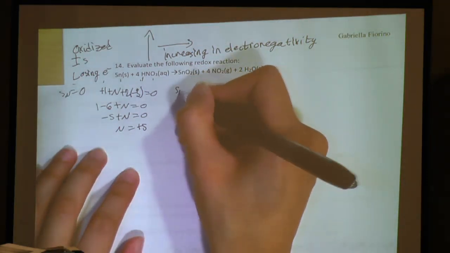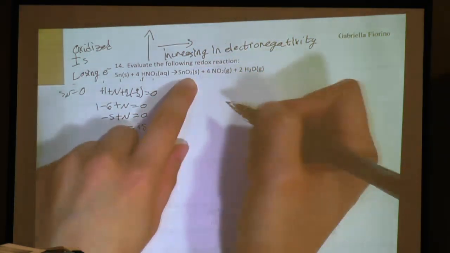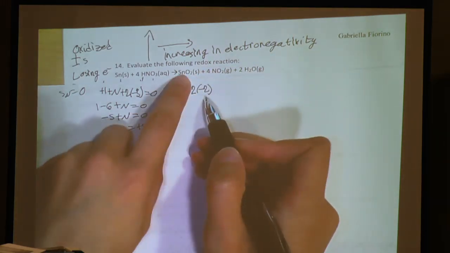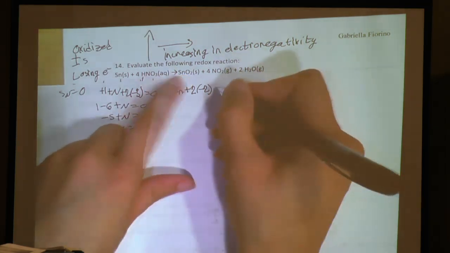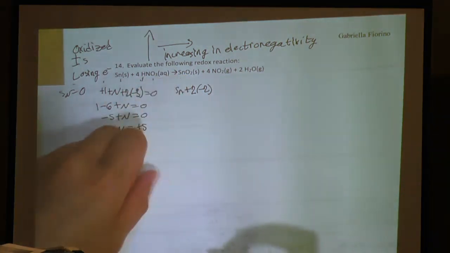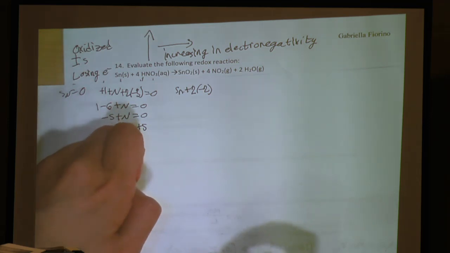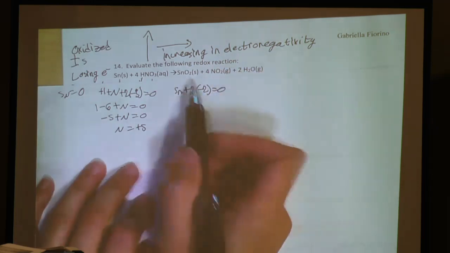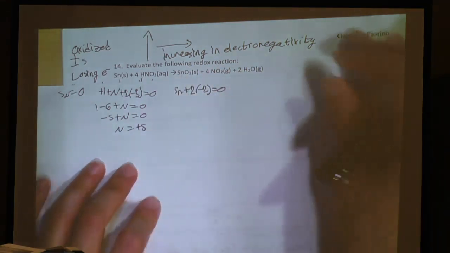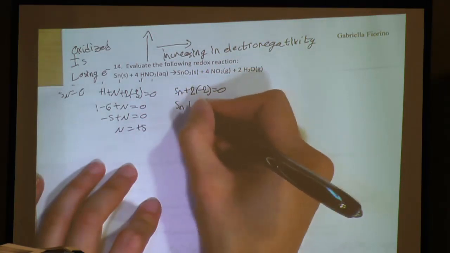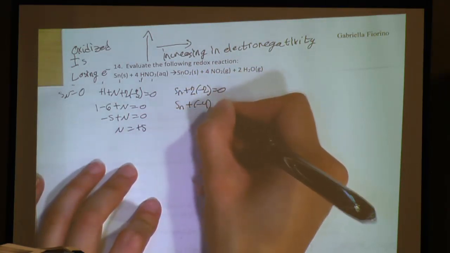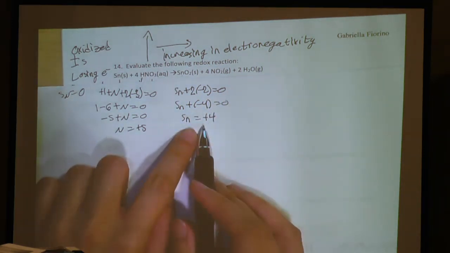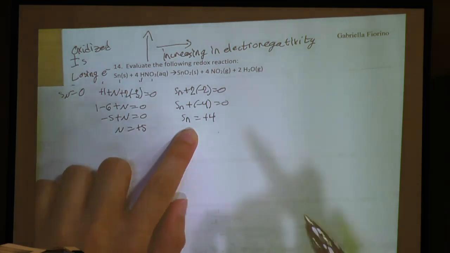So we're going to say Sn plus, we have 2 oxygens, so 2 times -2, because -2 is the charge of oxygen. And we're going to set all of that equal to what? Yeah, perfect. We're going to set it all equal to 0, because this molecule is neutral, right? So perfect. So now Sn plus -4 is 0. Sn is equal to +4. So +4 is our oxidation state of Sn.